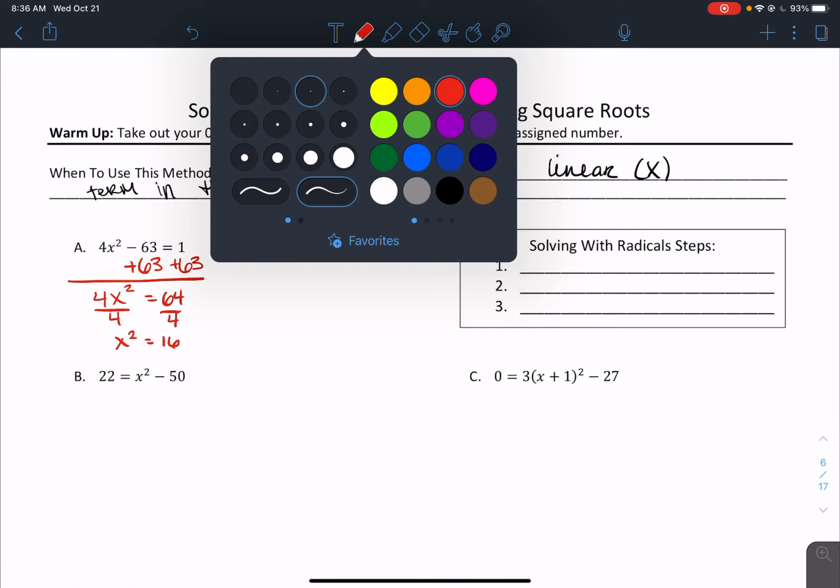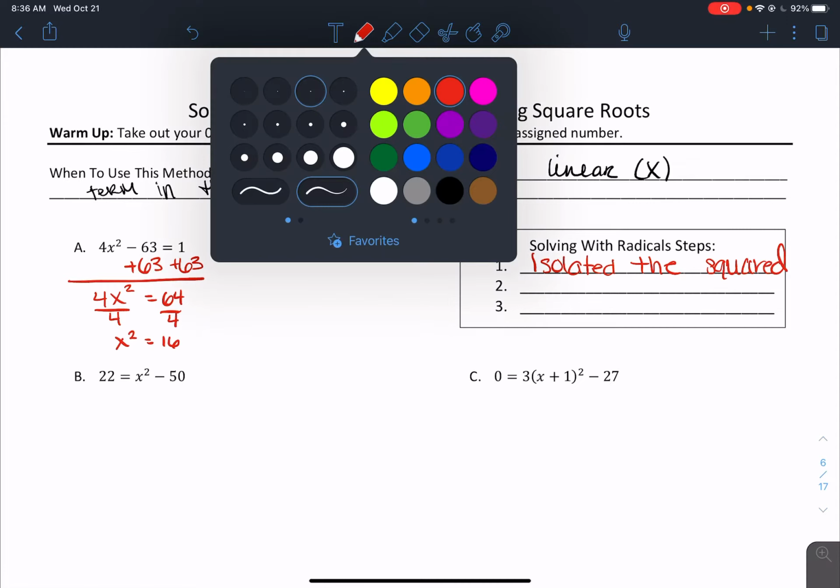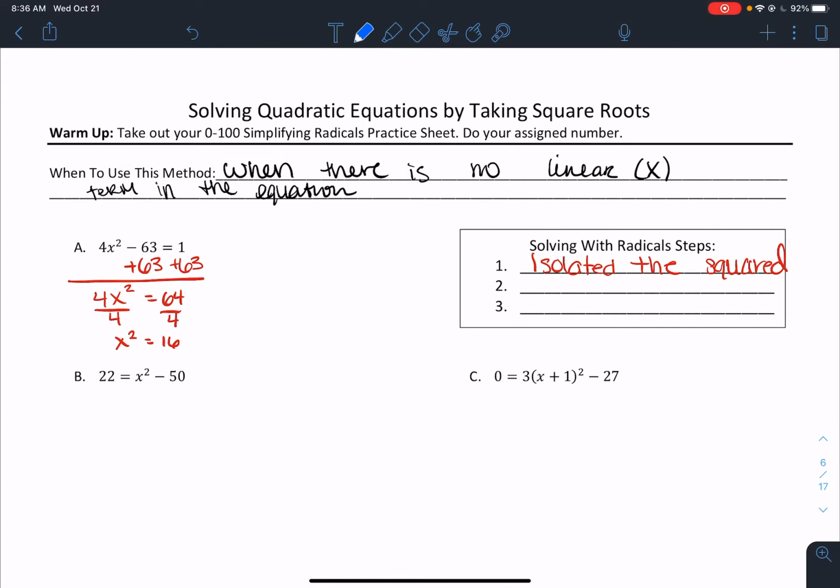So what I did here is I isolated the thing being squared. I isolated what was being squared. And you can only do this because there is no linear term. Next, I'm going to undo the squaring. I'm going to take the square root of both sides. So my second step is to square root both sides.